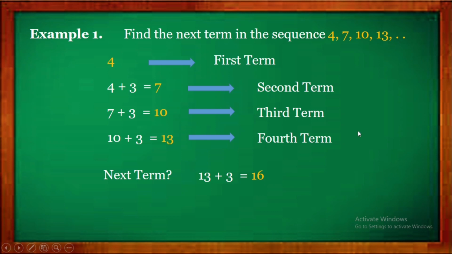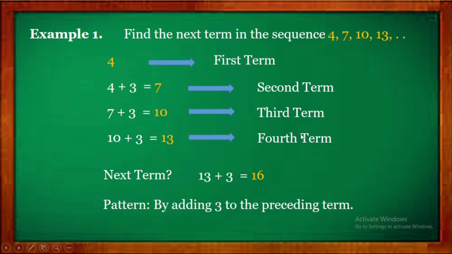Again, the pattern that we apply in this sequence is by adding 3 to the preceding term. We added 3 to 4, that's why we have 7. We added 3 to 7, that is why we have 10. We added 3 to 10, that is why we have 13. And we added 3 to 13, that is why we have 16.